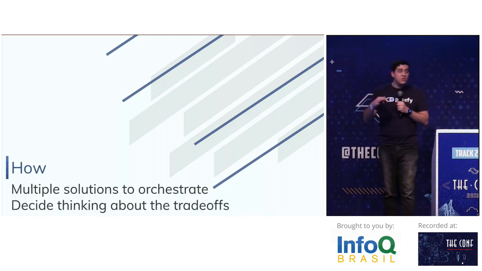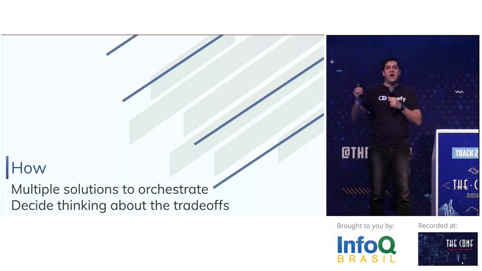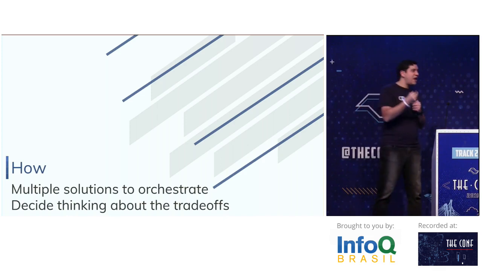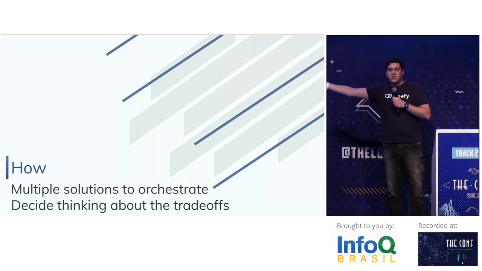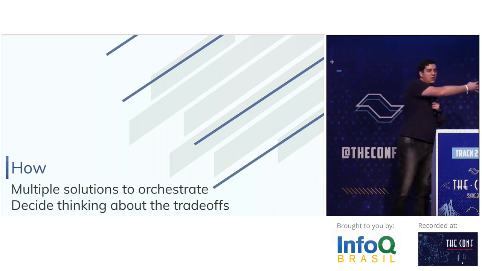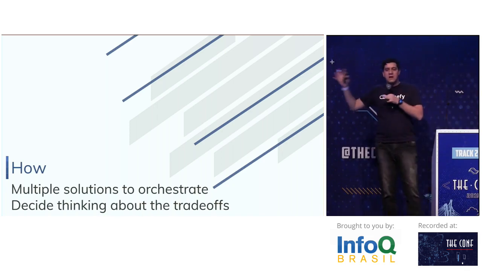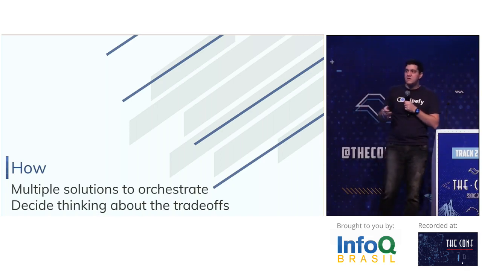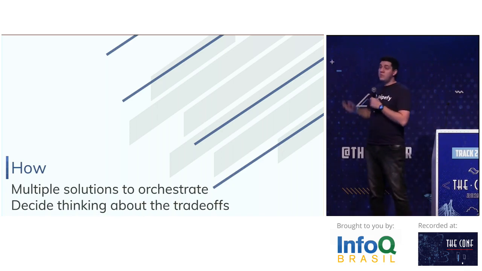How do you implement micro-frontends? We have multiple solutions, and they mainly focus on how you orchestrate, how you compose your different micro-frontends. And you need to decide, thinking on the trade-offs. Are we going to be more autonomous? Are we going to be more collaborative? Where on the micro-frontend spectrum that I showed you should we be?